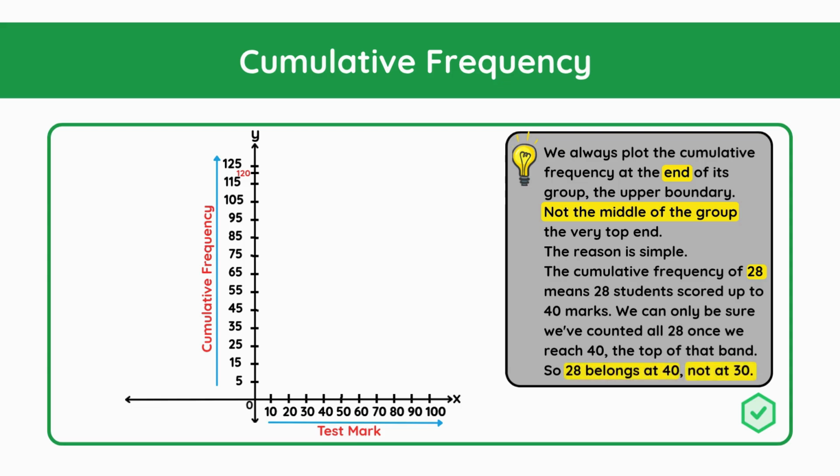So our points are 6 plotted at 20, 28 plotted at 40, 64 plotted at 60, 109 plotted at 80, and 120 plotted at 100. We also start the curve down at the bottom of the very first group. Nobody scored less than 0, so the curve begins at 0 marks, 0 students, which anchors it to the corner. Then we join the points up.